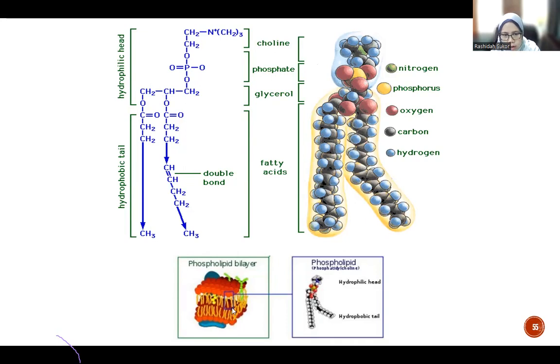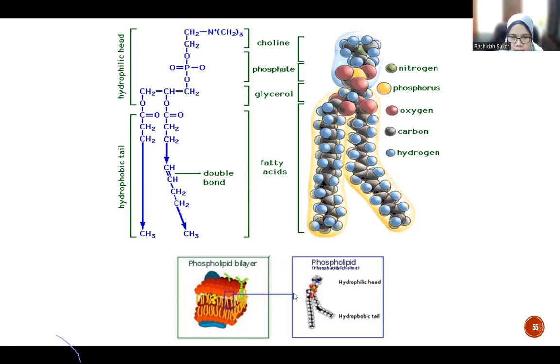Okay, so that's why in the cell membrane, the inner part is the hydrophobic part, because in the cell the environment is mostly aqueous. So when it is aqueous, this hydrophobic tail doesn't like to be exposed. It wants to stay at the conserved region so that it doesn't expose to the aqueous environment in the body, or in the cell.